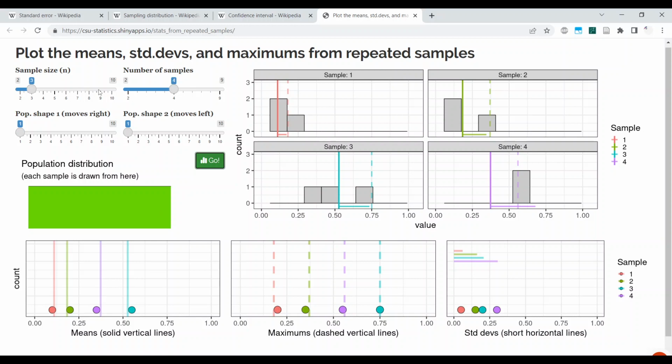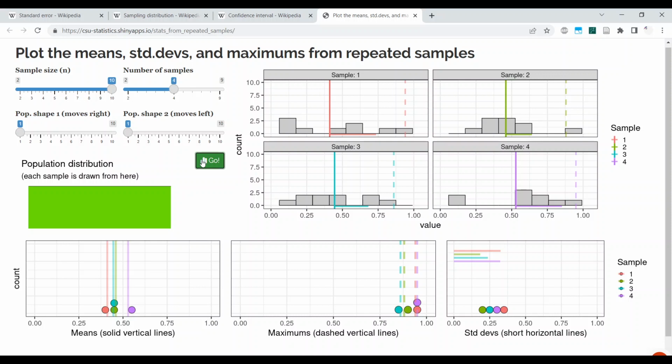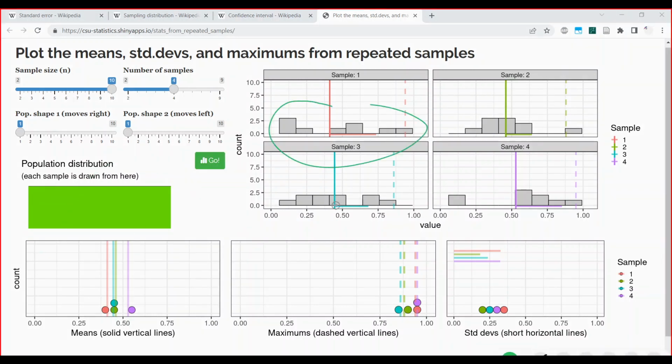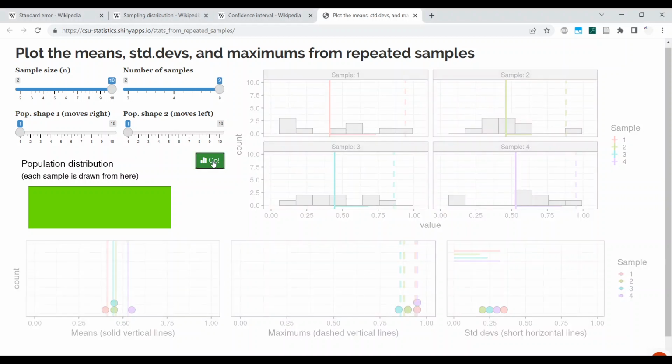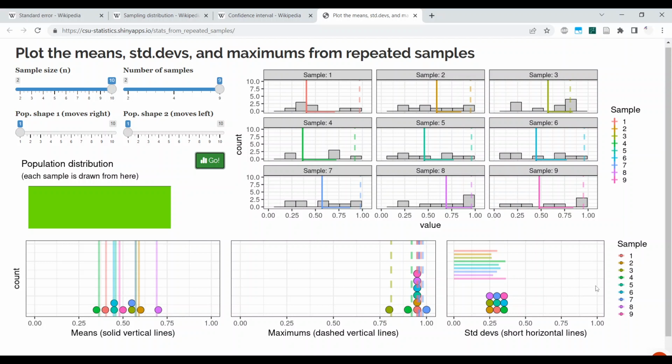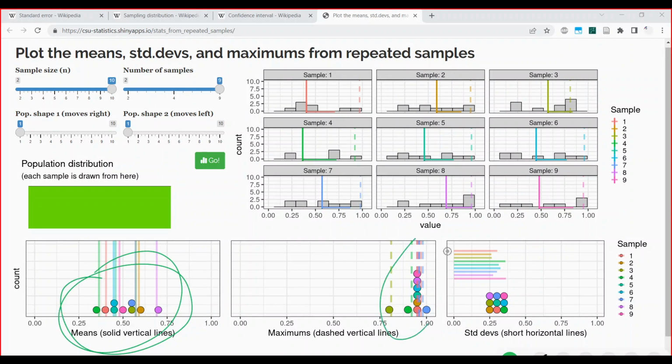If I bring those down, I'm going to increase the sample size. Let's make it be 10. Okay, so now each of these samples is of size 10. I have 10 data points. They came from a distribution that is flat, and so unsurprisingly, they tend to look kind of flat in here as well. I can take more. Let's take 9 of them. Okay, I have 9 samples, and so down here on the bottom, I have 9 means, 9 maximums, 9 standard deviations.